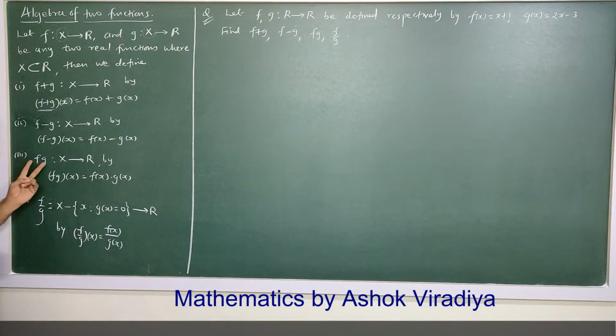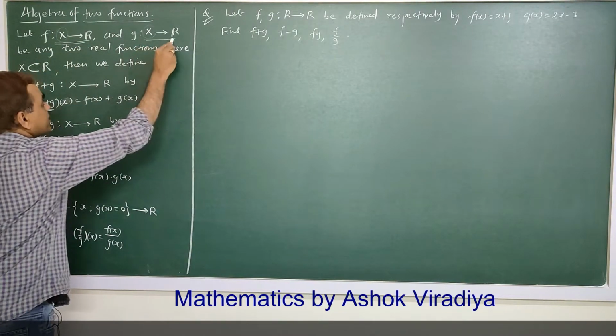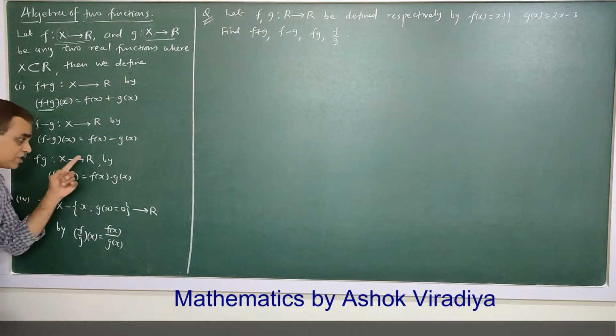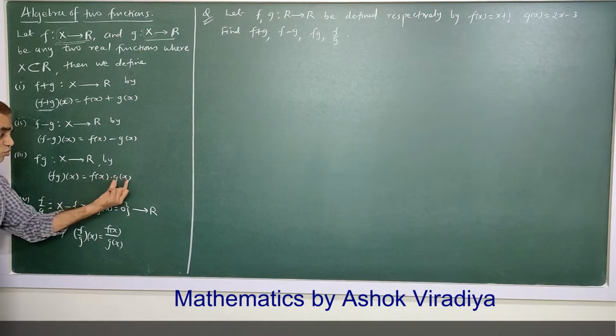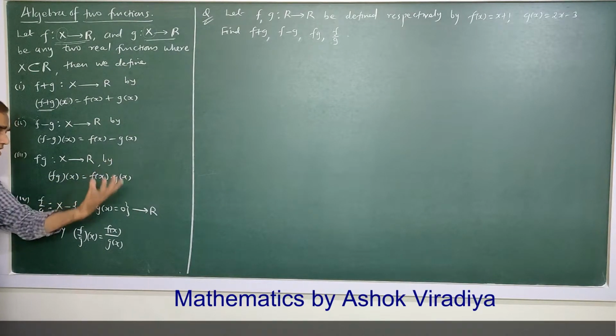Similarly, the function obtained by the product of two functions. Here also X to R. So everywhere we are taking X to R: f is from X to R, g is from X to R. So f plus g, f minus g, f into g are also from X to R. And (f into g) of x equals f(x) into g(x). The image of x under the product of two functions is equal to the product of their individual images.